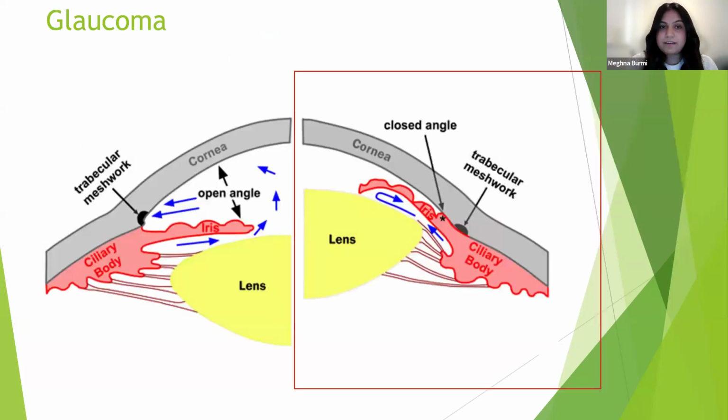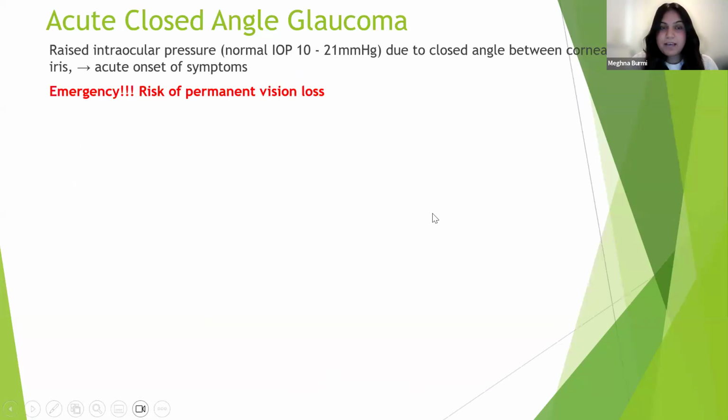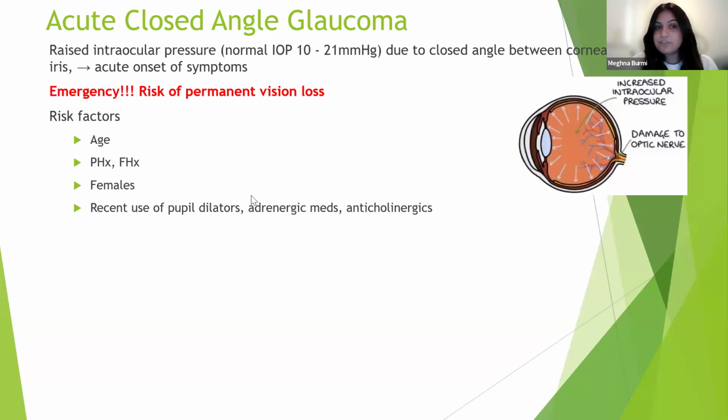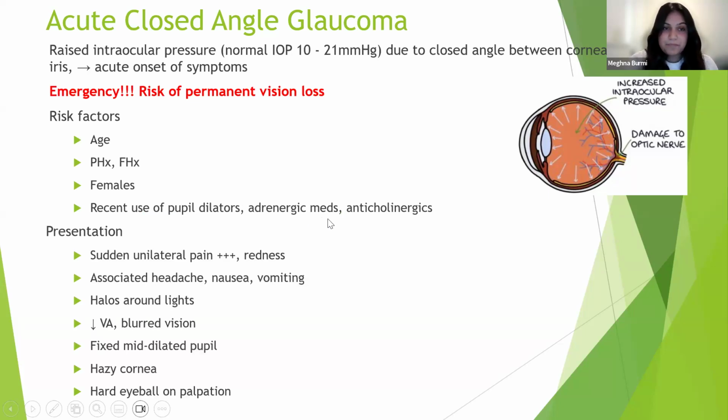So if we think about your pupil dilating, you're basically putting yourself more at risk of this closing up, right? Not to say that we don't use pupil dilators, they get used all the time, but just something to consider if we're thinking about why this patient might have closed angle glaucoma. Certain meds can do it as well.